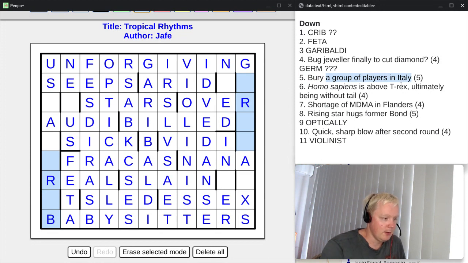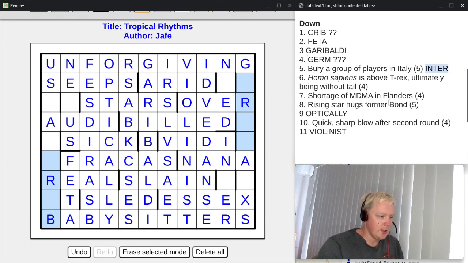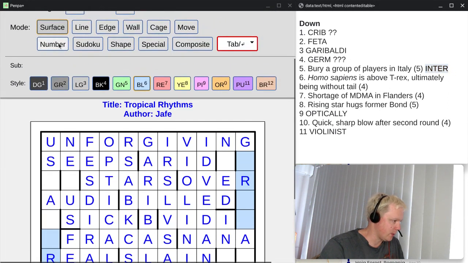Inter from Milan is a group of players in Italy. And if you inter someone, you bury them. Spelled the same way. I'll remove this one now. And inter is just a double definition. And there's only one place it can go. It can go there. But we should check whether that's true.